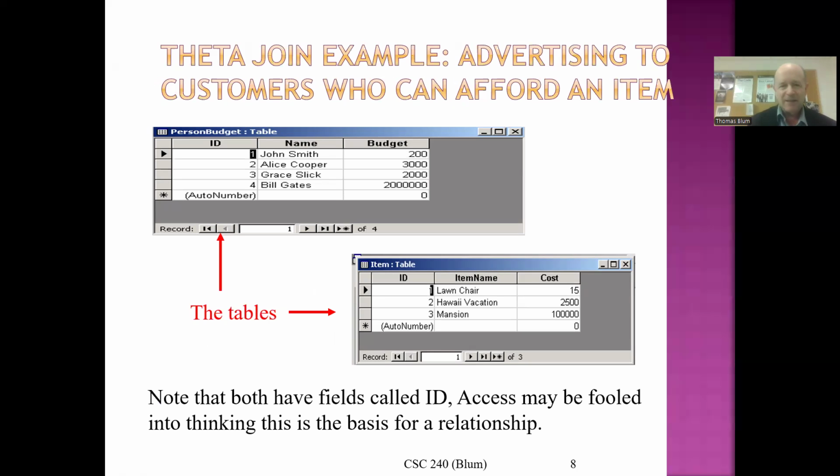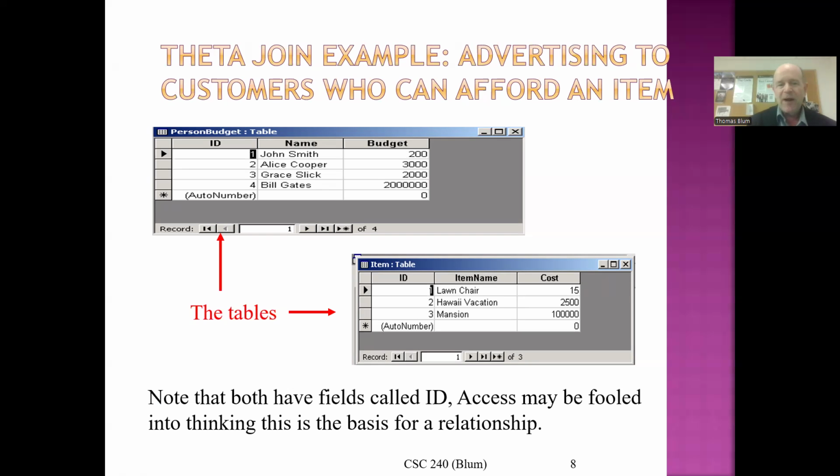Okay, so here are my silly little tables. Again, I'm showing them in Microsoft Access, but that hardly matters. Here are my people: John Smith, Alice Cooper, Grace Slick, and Bill Gates, and they have different budgets. John Smith is pretty poor. Then I have my items: a lawn chair, that's $15, and everybody can afford it; a Hawaiian vacation, that's $2,500; and then there's a mansion.